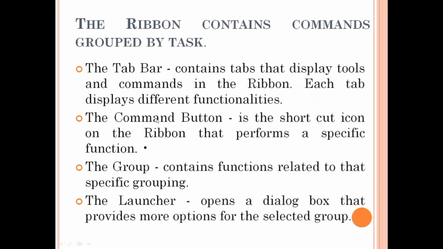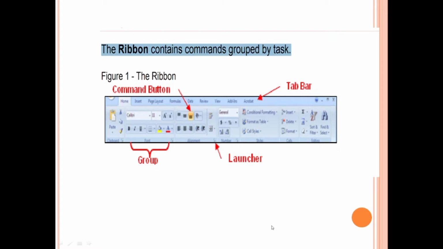The next is the command button. It is a shortcut icon on the ribbon that performs a specific function. The next is the group. The group contains the functions related to the specific group. The next is the launcher. It opens a dialog box that provides more options for the selected group. Here you have seen this is the command button, this is the tab bar, these are the groups, and this is called the launcher, the smallest button.